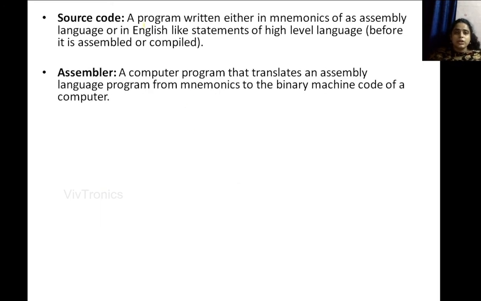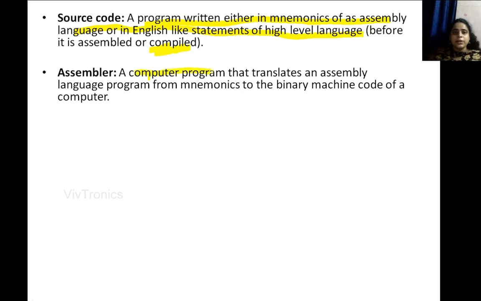Source code is a program written either in mnemonics of assembly language or in English-like statements of a high level language. Source code means the basic code that we have seen in any program, either in mnemonics of an assembly language program or else in English-like statements of a high level language. Before the compilation, that is called source code.